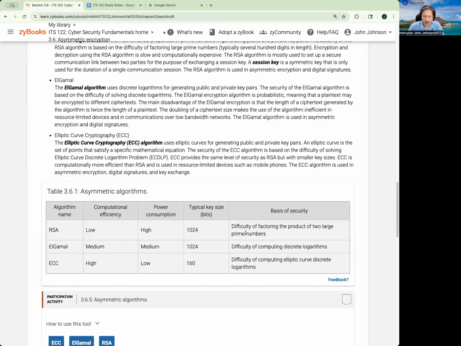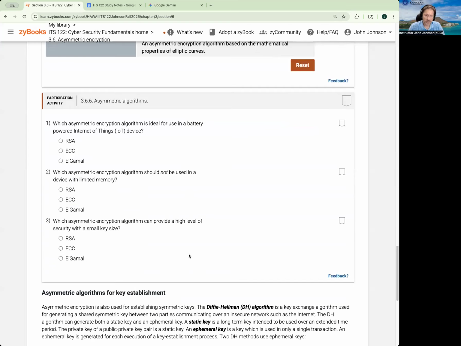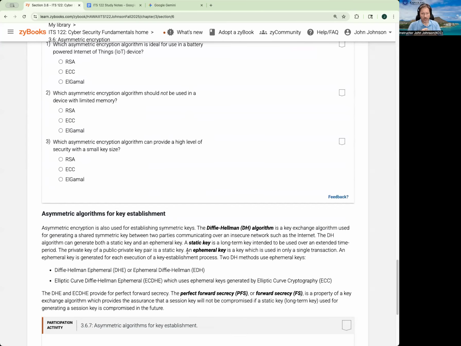When you look at the basis of the security, for RSA we're talking about the factoring of two prime numbers. Then we've got logarithms for ElGamal, and for ECC, it's going to be computing elliptic curves for discrete logarithms. So the last thing we're going to talk about is Diffie-Hellman. Looking here, asymmetric algorithms are used for that initial key establishment that we talked about. Asymmetric encryption is also used for establishing those symmetric keys. So we're using asymmetric to actually establish the symmetric key to do the exchange.